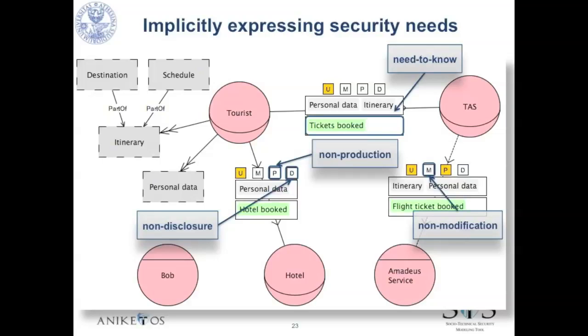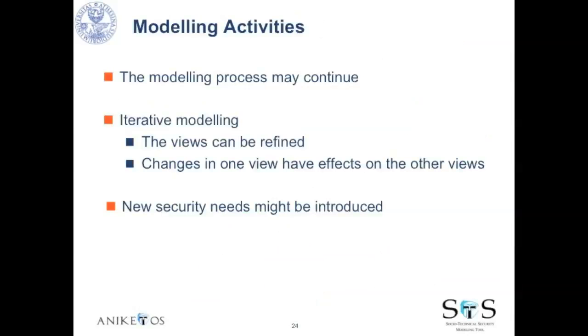So with this step here, we also finished all the different phases of modeling the different views that we have: social, information, and authorization. As I said, the modeling activities are iterative, so the modeling process may continue because you might need to refine the views. There is certain information that you want to include, new security needs that you might want to express, and so on. So the views can be refined, and of course changes in one view have effects on the other views.